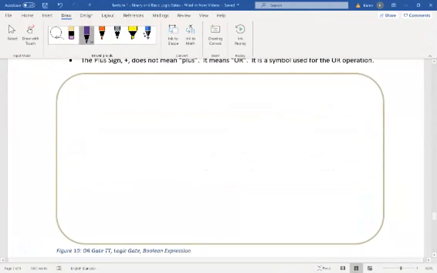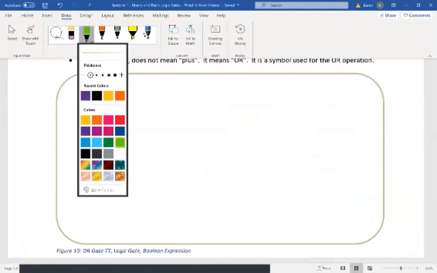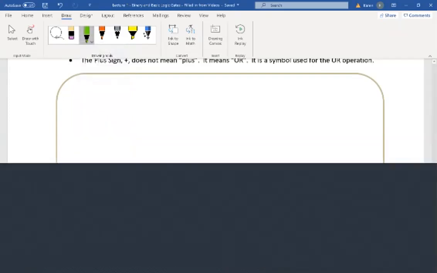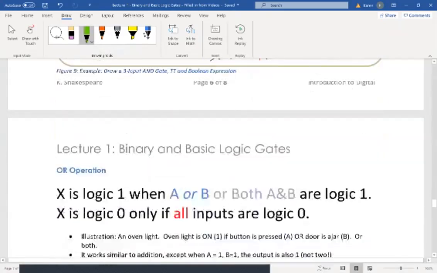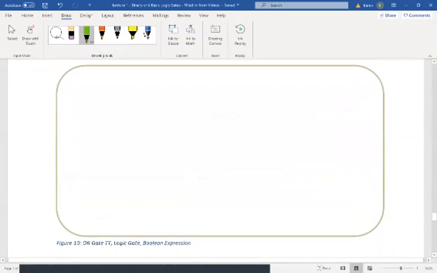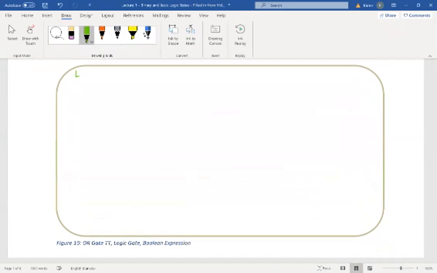So let's go through and look at what the logic gate looks like when we draw it, make the truth table and the Boolean expression. So the logic gate is the OR logic gate. And we're going to make the OR truth table. And we're going to make the OR Boolean expression.